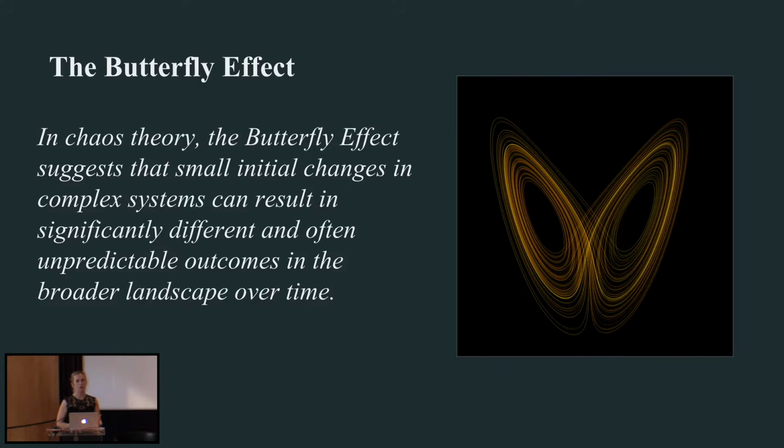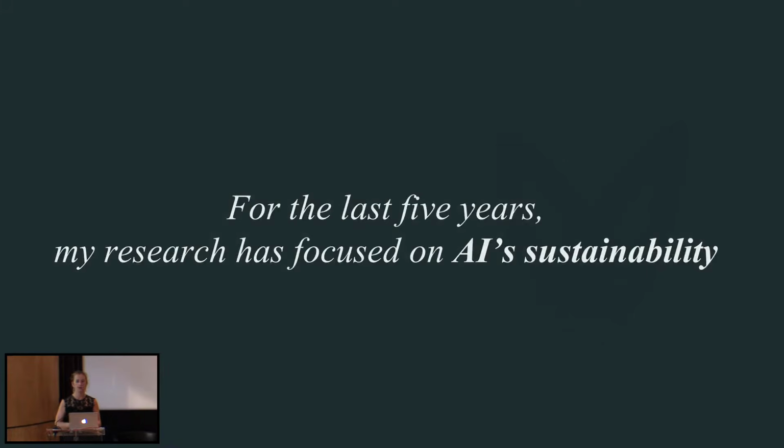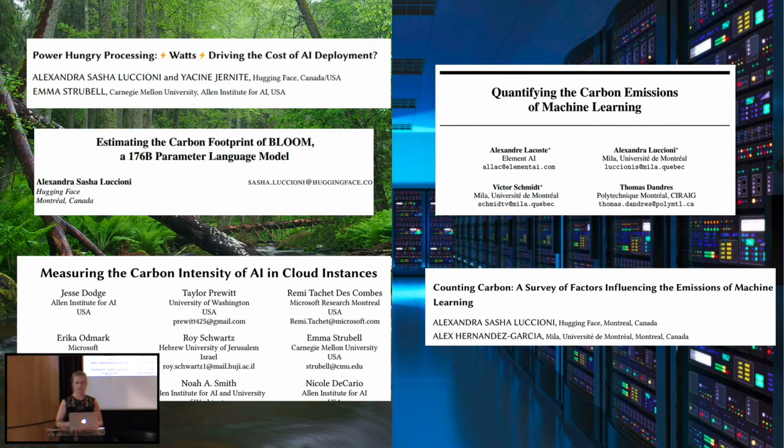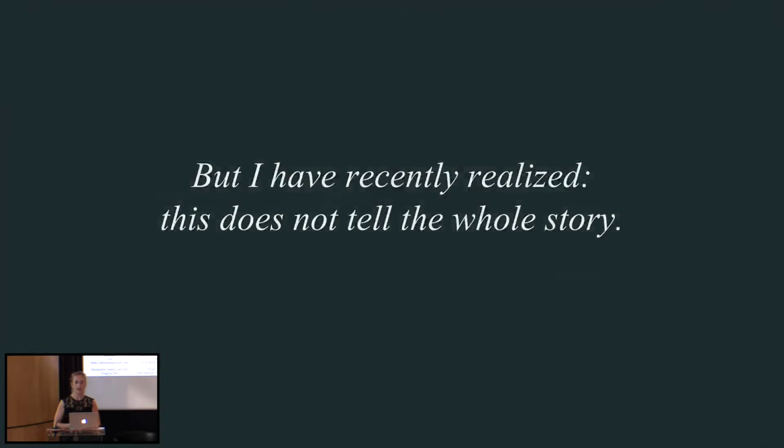To give a little more context of where I'm coming from, for the last 5 years specifically, I've been working on AI and sustainability, so how to ensure that AI is sustainable. A lot of this work has been about either the positive impacts of AI or the negative consequences of AI, but really centered around climate change and the environment. Then, probably a year or so ago, I had a bit of an epiphany, and I realized that focusing only on environmental sustainability doesn't tell the whole story.